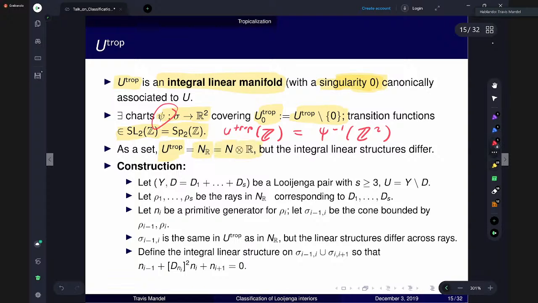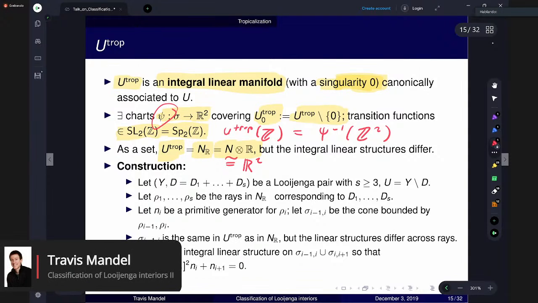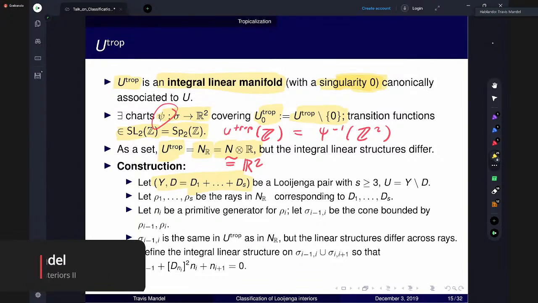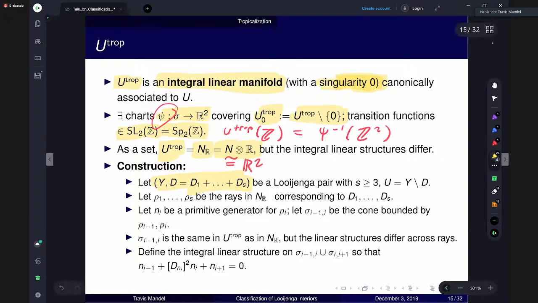tensored with R. So remember that's isomorphic to R squared, because N was Z squared. So as a set, U trop just looks like the real plane, but the integral linear structure will be different. So here's how we can put the right integral linear structure on N tensor R. We can pick some minimal model, some Y, D, which compactifies U. So some Looijenga pair Y, D, and that's just for convenience. Assume that there are at least 3 rays. You can get by without that though.